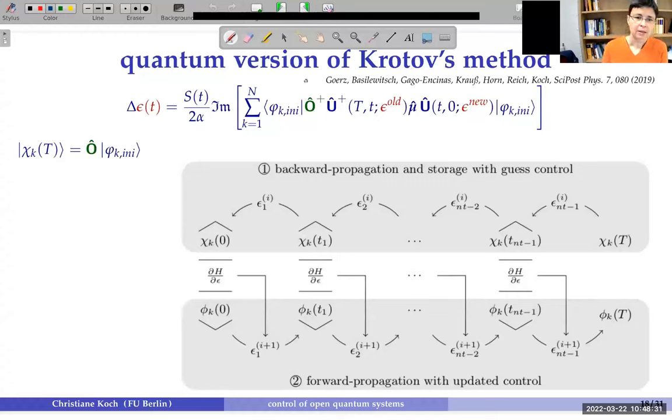So again, this is what we have to evaluate, right? Let's call that part here chi k, and we are propagating it. Dagger means inverse, so from capital T to little t. This expression here is chi k at the final time T, which means I have my target. And then here I have backward propagation.